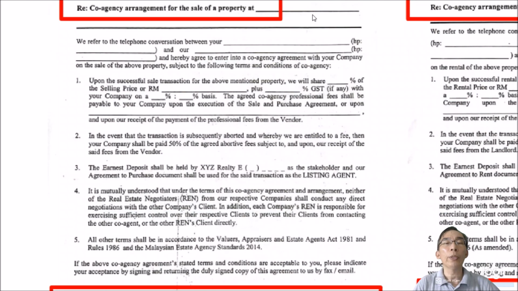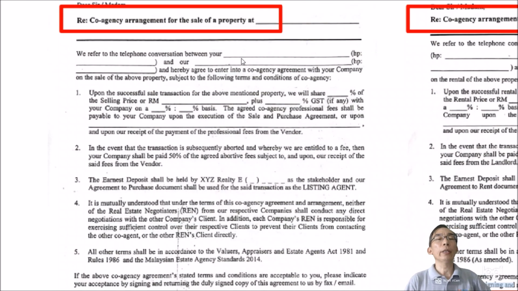For the sale of property, what is the property address? And then between the particular agents who are interested to do this co-agency, and then the sharing, how much is the sharing, 50%. If there is any reason that the deal did not go through, the agency is able to claim 50% of the forfeited deposit or the forfeited booking, whichever is lower. This is in accordance with the appointment, which is the MAS 3.